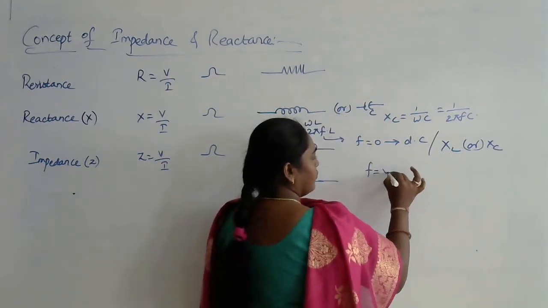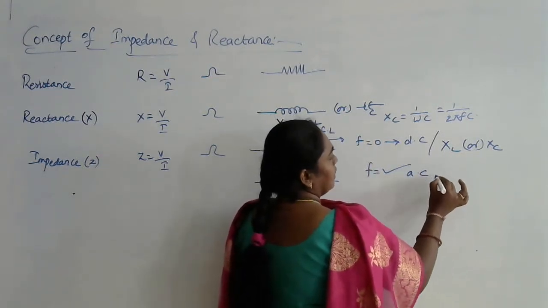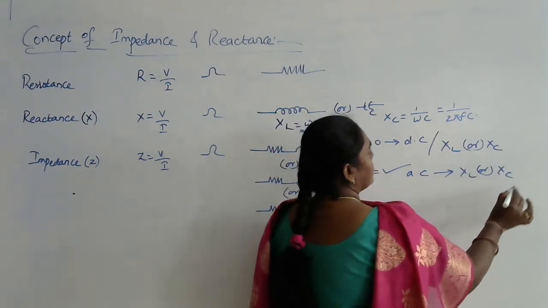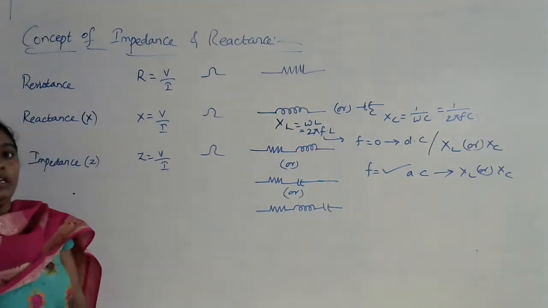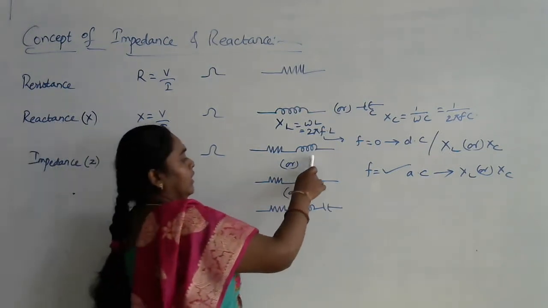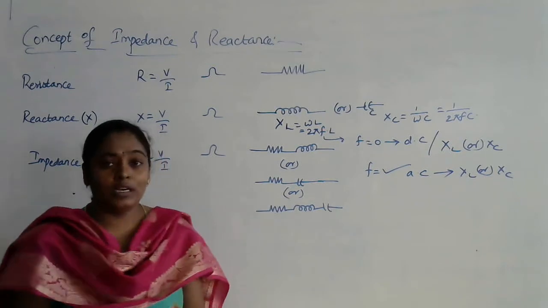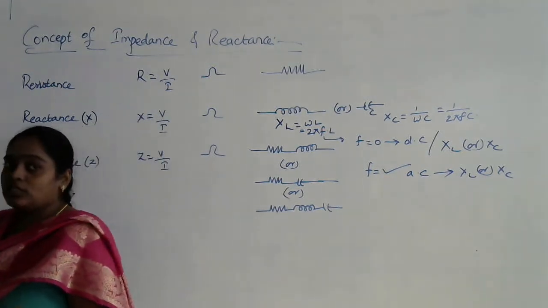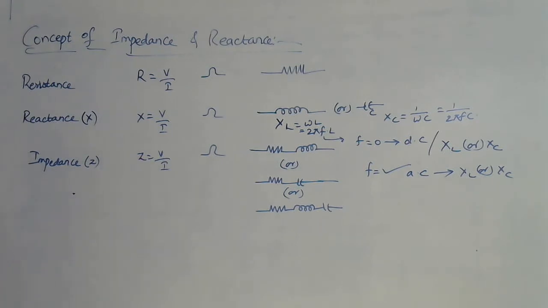Whenever there is some frequency, that is only for alternating current, we get reactance terms, whether it may be an inductive reactance or a capacitive reactance. So whenever a circuit consists of either an inductor, a capacitor, or both an inductor and a capacitor, that itself indicates the source of voltage which we are applying is an AC source.